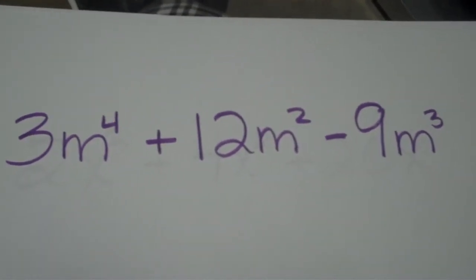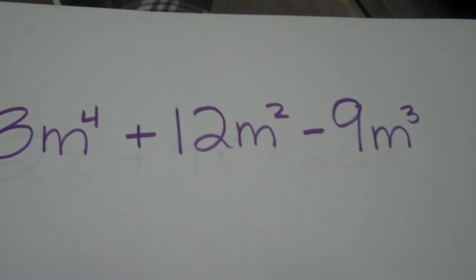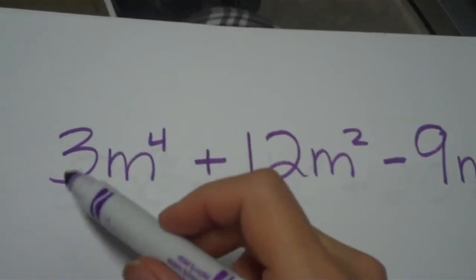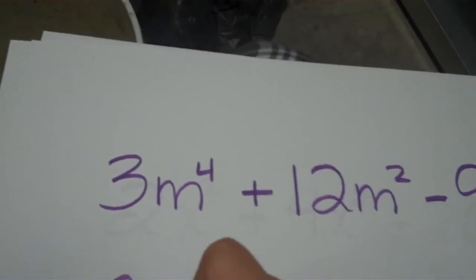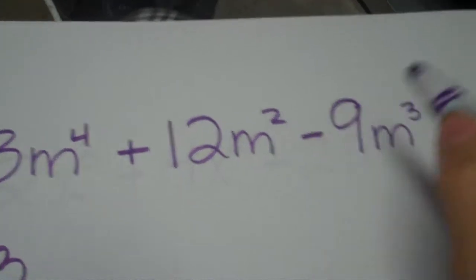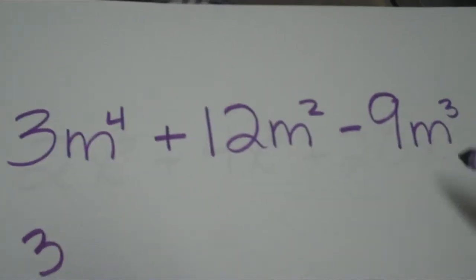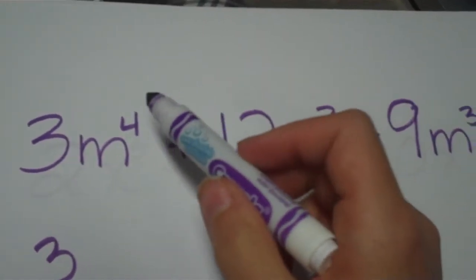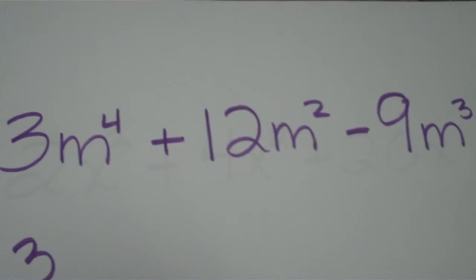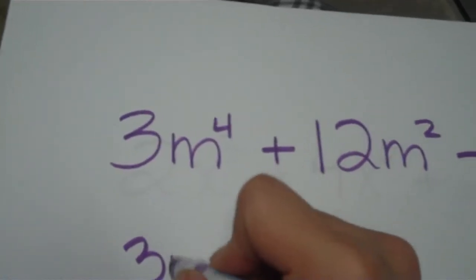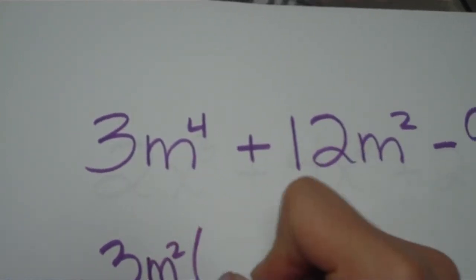3m to the 4th plus 12m squared minus 9m to the 3rd. Okay? So let's deal with a number. Is there a number that goes into 3, 12, and 9? And hopefully you say yes, it's 3. And then is there a common letter? And you should say yes, m. But how many m's? This is 4, this is 2, and this is 3. So all of them at least have 2 m's. Okay? So we're going to take out m squared, because there's 2 of them.